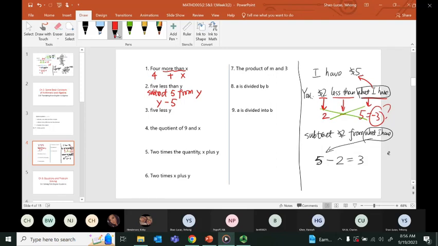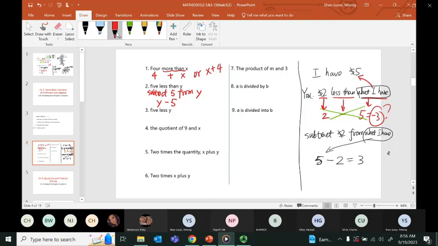Okay, you cannot just randomly put the order. So for subtraction, you need to know which one minus which one. For addition, it doesn't matter because it's commutative. 4 plus x, x plus 4, either way. But subtraction is not commutative. Be careful to figure out which one minus which. Okay, any questions?